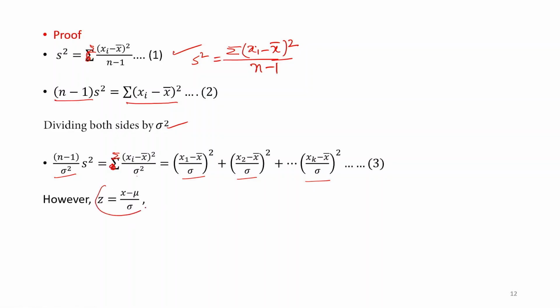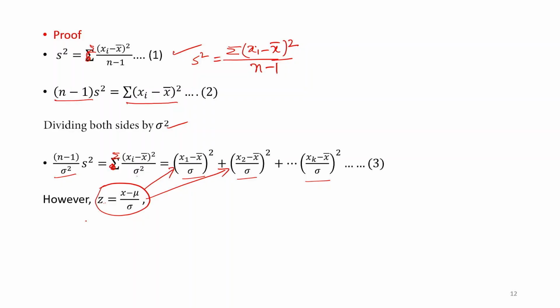This variable was not told to you earlier, or you have already learned that there's a variable called z, which is x minus mu by sigma, known as the standard normal variable. If we compare this with this, we see that mu is not there. Otherwise, it is xi minus x bar by sigma. That means there is a difference from the sample means only.